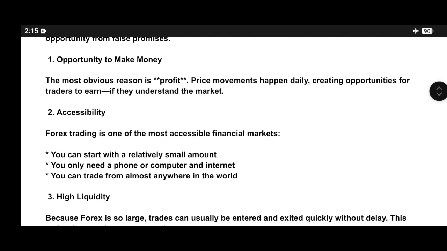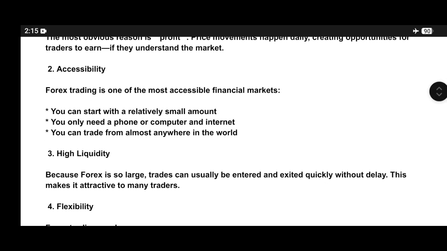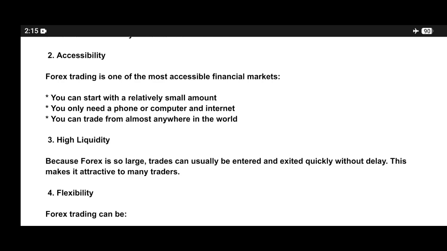Number two is accessibility. Forex trading is one of the most accessible financial markets. You can start with a relatively small amount. You only need a phone or computer and internet. You can trade from almost anywhere in the world. Number three is high liquidity. Yes, high liquidity. Because forex is so large, trades can usually be entered and exited quickly without delay. This makes it attractive to many traders.